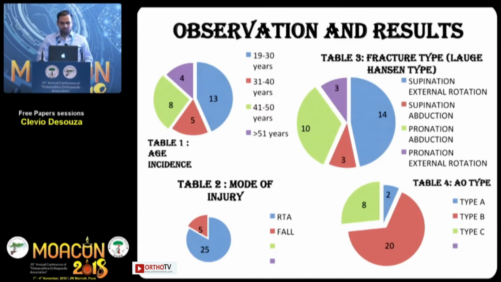In our observation, most of our patients, that is 13 out of the 32, were between 19 to 30 years of age, and the next group, 8 patients, was between 41 to 50 years of age. The mode of injury was road traffic accidents in 25 patients. When we classified according to Lauge-Hansen, 14 patients were in supination external rotation and 10 were in pronation abduction, with AO type B being the most common type of fracture.